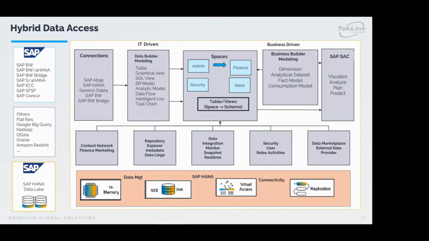Now we move to hybrid data access. As we said, we can integrate with SAP and non-SAP tools and platforms. So how will it work? On the left side, all the existing SAP systems like BW for HANA, SAP BW Bridge, SAP S4 HANA, ECC, SuccessFactors, SAP Concur, all the different SAP systems are available to act as a source to DataSphere, which is already available with the current versions.